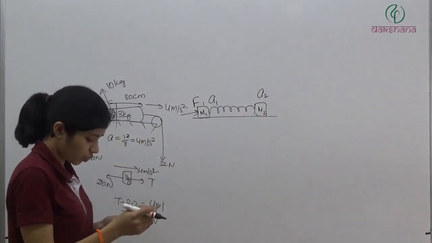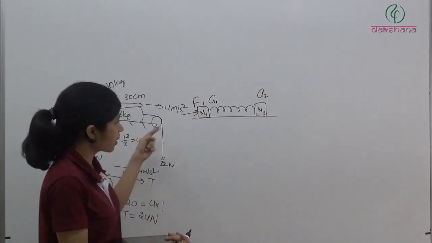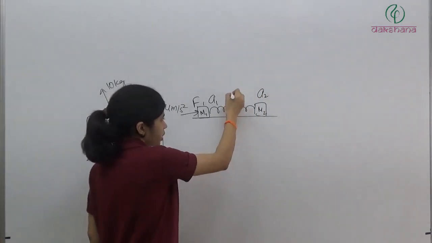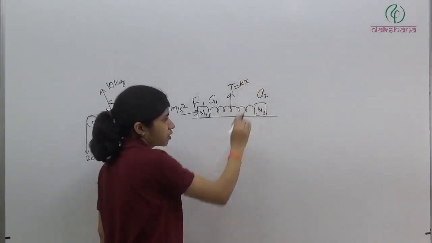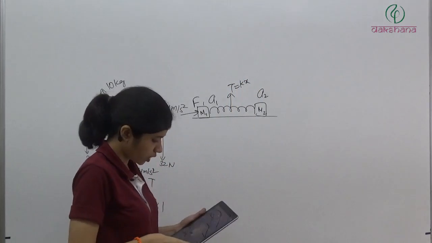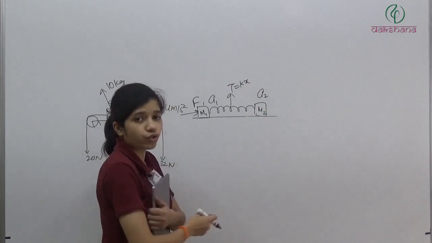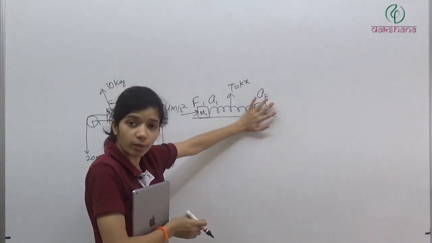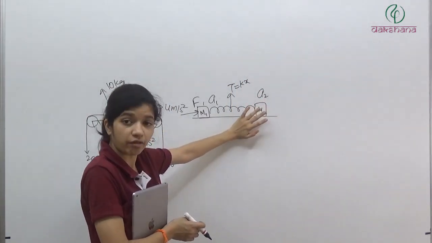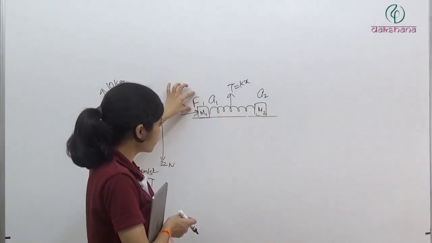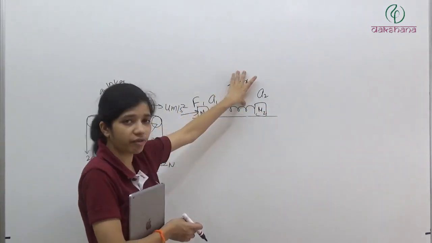Clear? So now when force F is applied, definitely there will be some force generated in the spring. T is equal to Kx. Okay? T is equal to Kx. Now what we have to do? We have to find the acceleration of this. For that, only one force is acting on M2, which is Kx. Can we find that force? Yes. We have this force, we have acceleration, so we can find Kx.